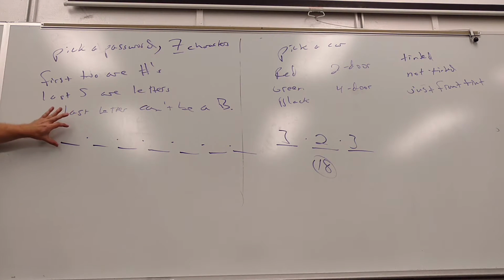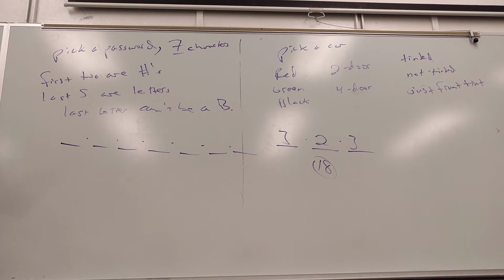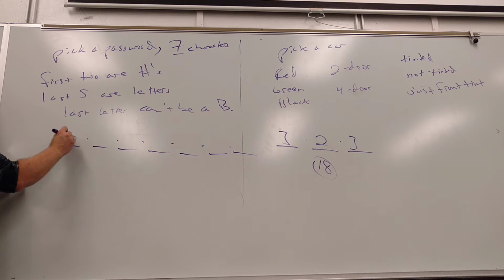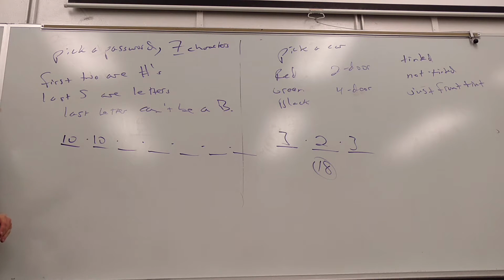How many choices do I have for the first 2? 0 to 9. So how many is that? 10. Right, so there's 10 options there. And of course the second one, another 10. Is everybody cool with that so far?